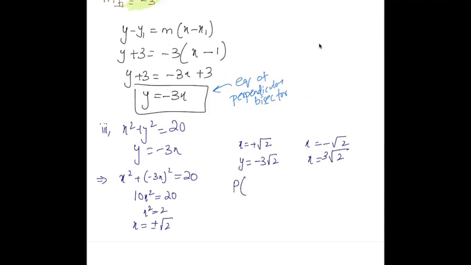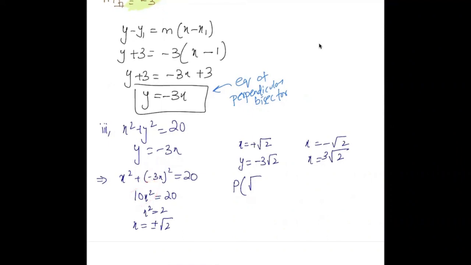So the points P and Q. Sir, I'm confused. How did you get 10x square? When you substitute y as minus 3x in the circle equation, after squaring, it's going to be 9x square. Will it be negative? No, beta, it's minus 3x, the whole thing squared. The square of negative 3 is positive 9x square. You're squaring minus 3x. That should be positive 9x square plus 1x square. That is 10x square.